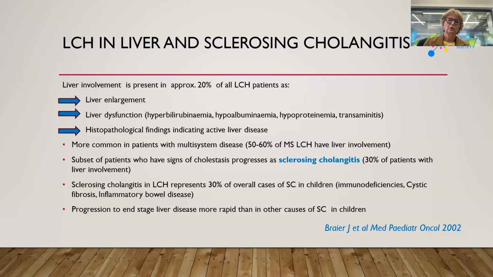A subset of these patients who have signs of cholestasis progress to sclerosing cholangitis, and that is about a third of all the patients with liver involvement. Sclerosing cholangitis in LCH represents approximately a third of overall cases of sclerosing cholangitis in children, because sclerosing cholangitis in children could be due to immunosuppression, inflammatory bowel disease, cystic fibrosis, and so on. Unfortunately, in LCH, progression to end-stage liver disease is more rapid than in these other conditions.